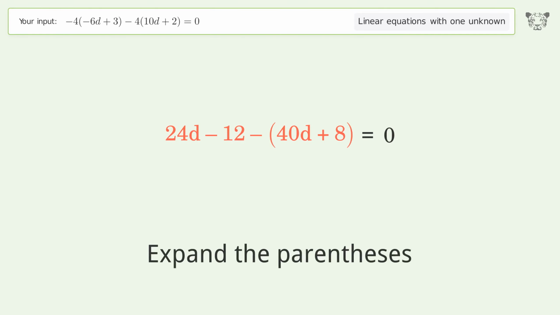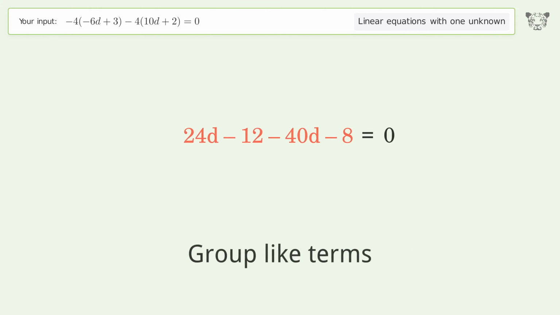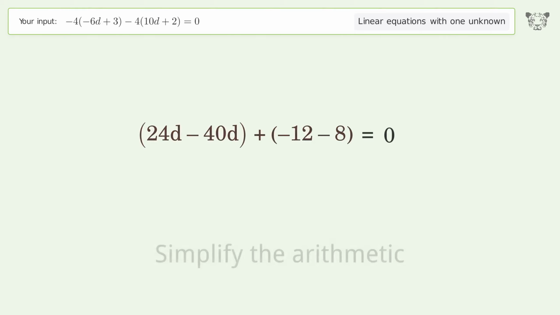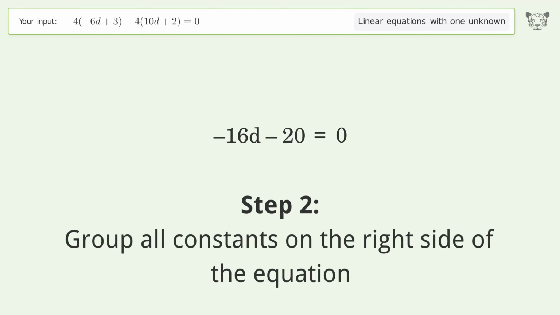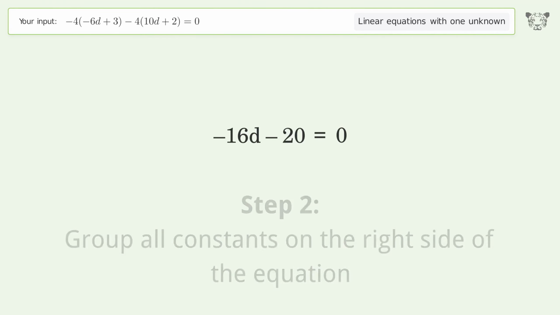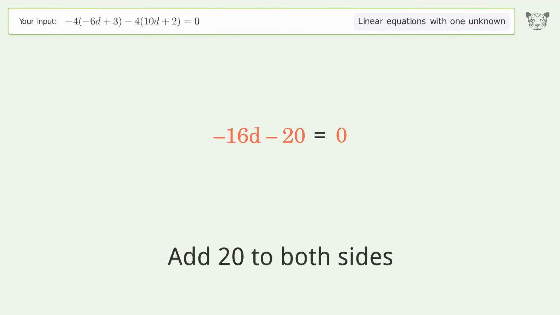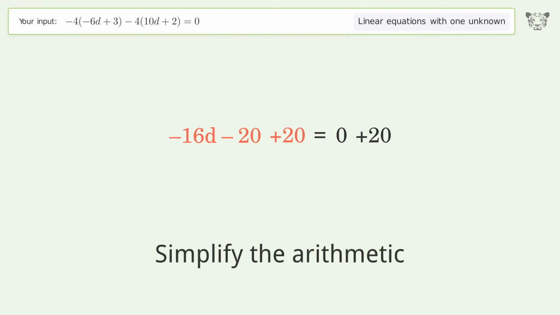Expand the parentheses. Group like terms. Simplify the arithmetic. Group all constants on the right side of the equation. Add 20 to both sides. Simplify the arithmetic.